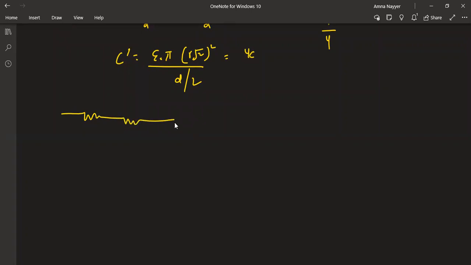This was 3 ohm. This was 2 ohm. 3, 2, 2. This is 2 ohm. This is 2 ohm. This is also 2 ohm. Here we have 4 ohm. This is 8 ohm.